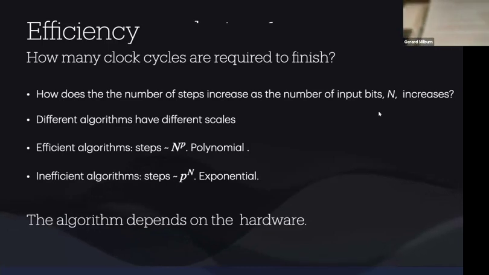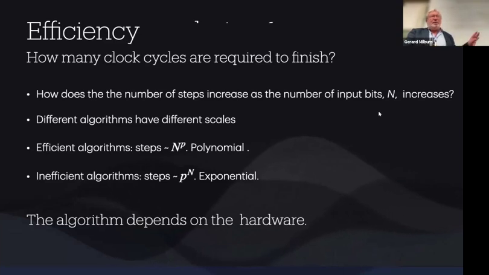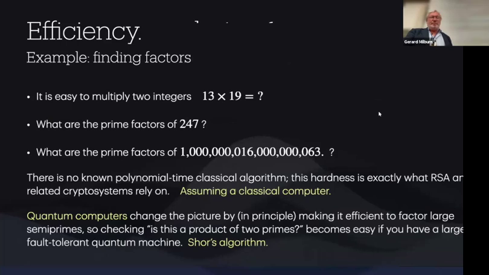So different algorithms have different scales. Suppose n is the number of binary digits going in that specify the problem. If the number of steps goes as some power of the number of binary digits, we say that's efficient. But if it goes exponentially in the number of binary digits, we say that's hard. And so the algorithm, in this case, is going to depend upon the hardware that we actually use, whether it's classical or quantum. So here's an example of Shor's algorithm.